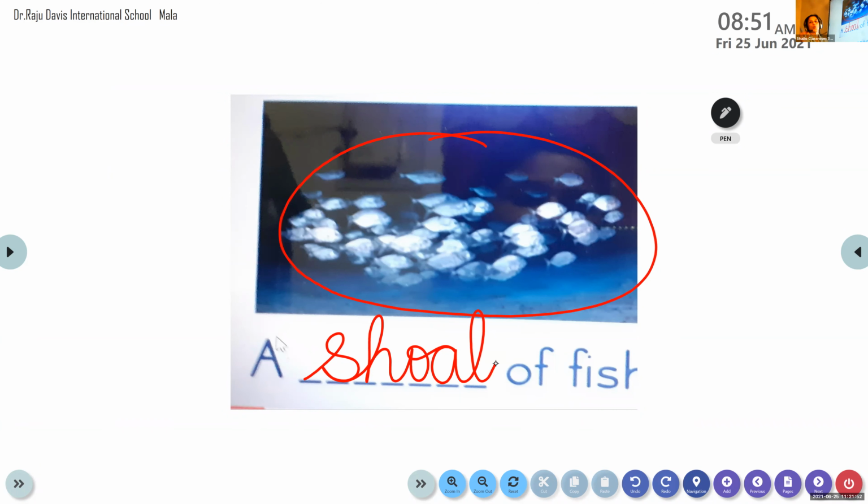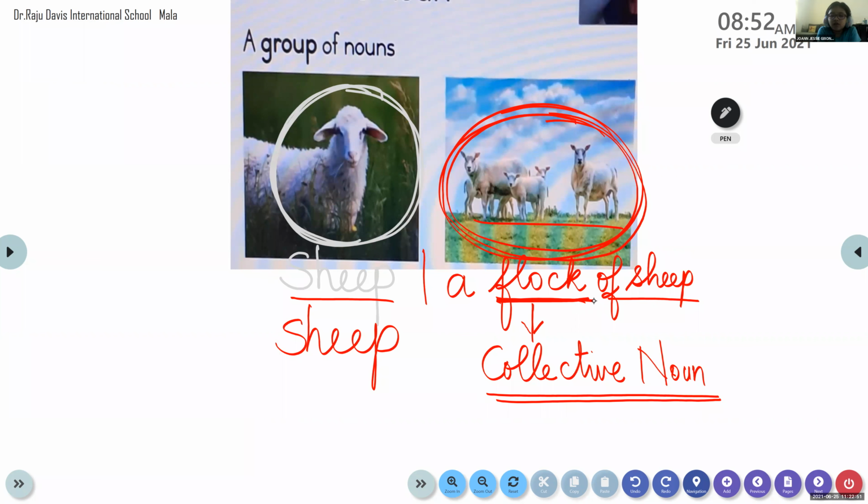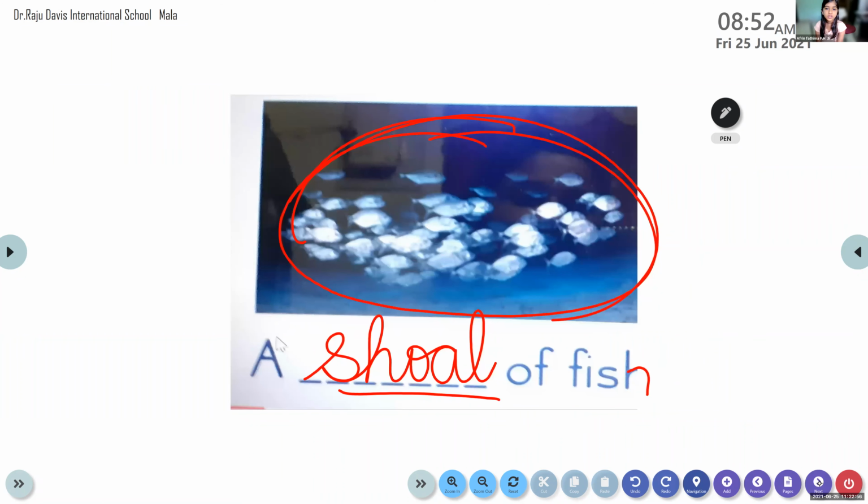So for a group of sheep, we call it a flock of sheep. And for a group of fish, we call it a shoal of fish. So what have you understood? Collective noun is a word used to name a group of people, animals, or things as one whole. Is that clear? So what is a collective noun, children? A collective noun is a word used to name a group of people, animals, or things as one whole. For a group of fish, we say a shoal of fish. For a group of sheep, we call it a flock of sheep. Is that clear to all of you? Flock and shoal. Have all of you understood? Yes.